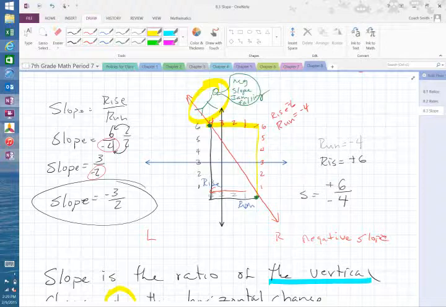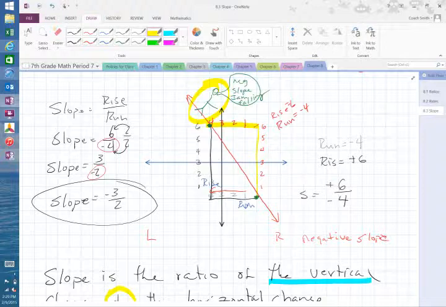What, Jacob? 2 over 3. So it's rise over run. The rise is 2, the run is 3. Now, is it positive or negative? Positive. Put the guy on the far left on the line. It's positive slope. What about number 3?